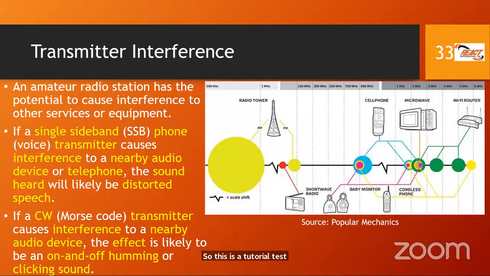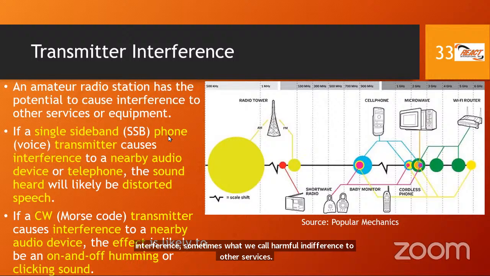Right, so transmitter interference. Just FYI, an amateur radio station has the potential to cause interference to other services or equipment. We have here a little bit of a spectrum, from 500 kilohertz all the way to 6 gigahertz. So you have cell phones operating here, microwave, Wi-Fi routers, shortwave radios, HF radios, AM, FM, cordless phones, baby monitors. We're showing the spectrum here. And as a ham, we need to be aware that our radio transmission and our equipment could potentially cause interference, sometimes what we call harmful interference, to other services.